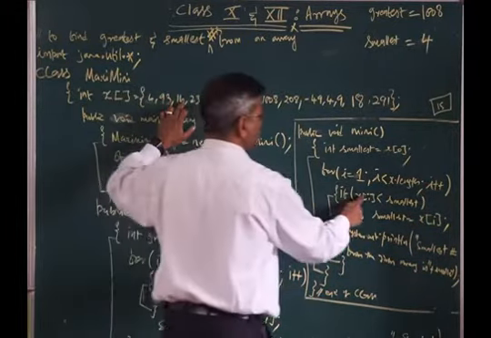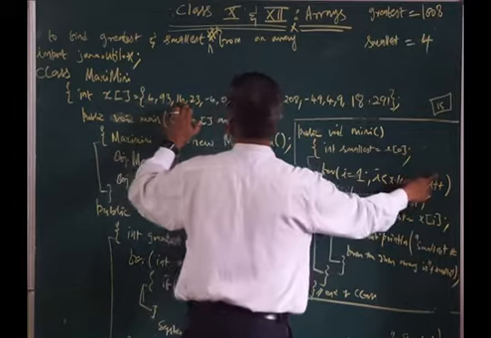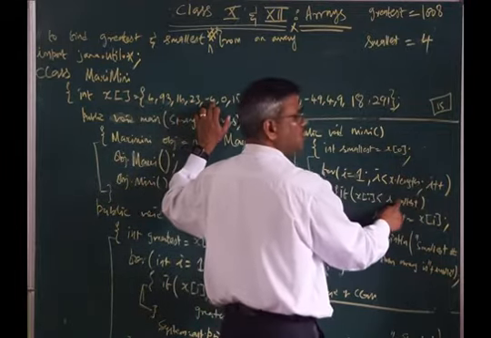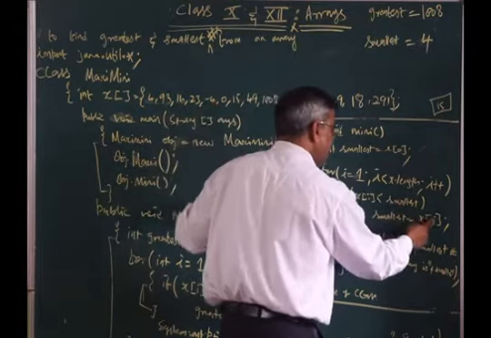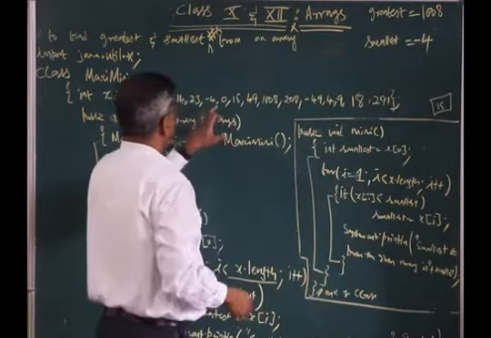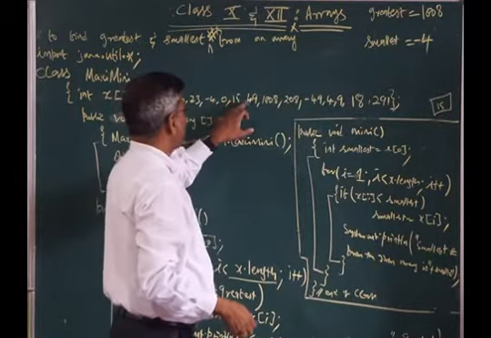Is 16 less than 4? No. Is 23 less than 4? No. Is minus 4 less than 4? Yes. So minus 4 will be stored here in smallest. Is minus 4 less than 0? No. Is minus 4 less than 15? No.